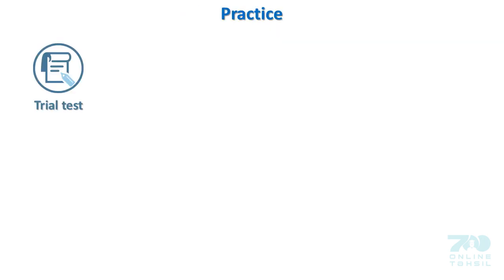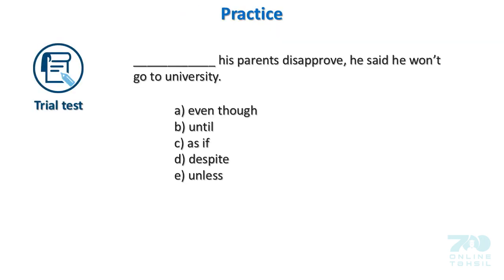Let's have some trial test now. You have to choose the right answer. His parents disapprove. He said he won't go to university. A. Even though. B. Until. C. As if. D. Despite. E. Unless.